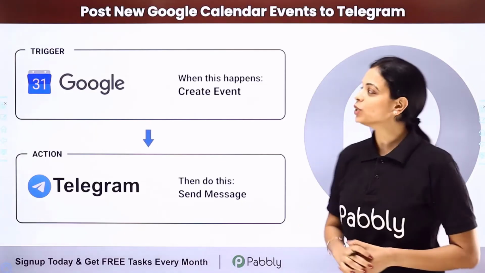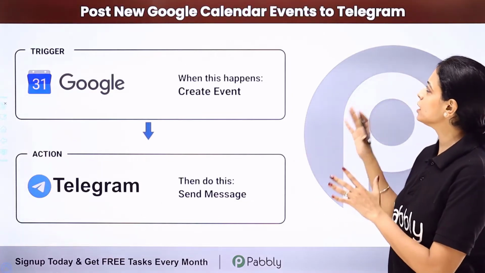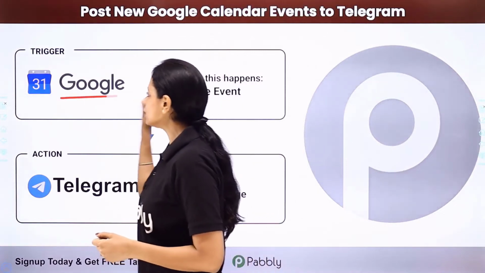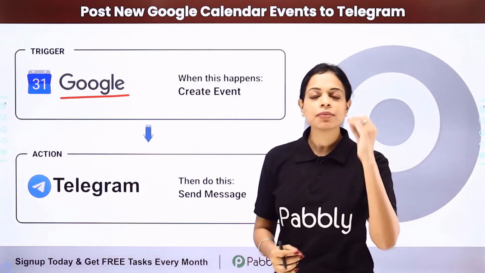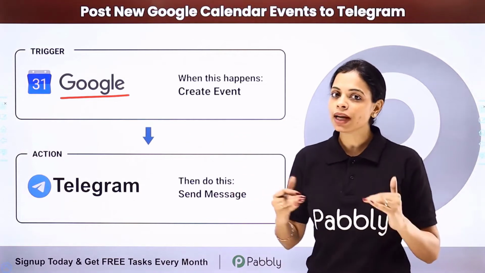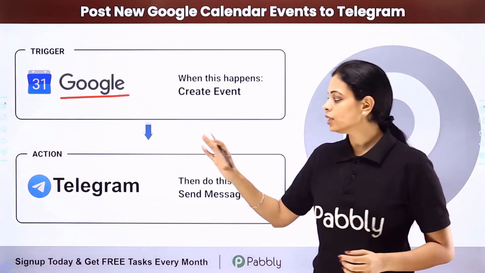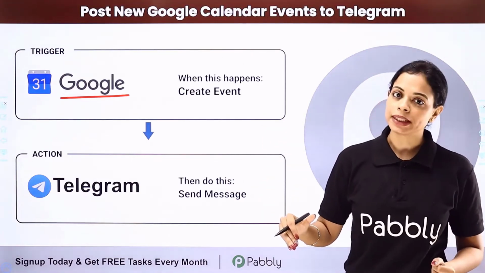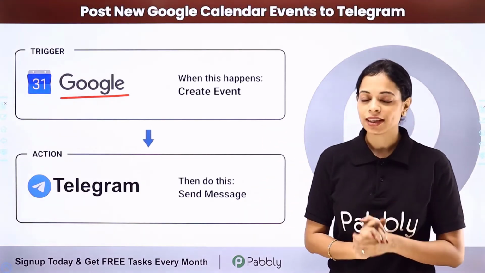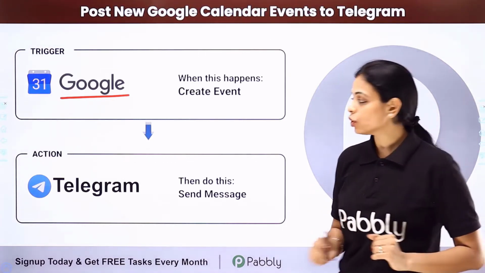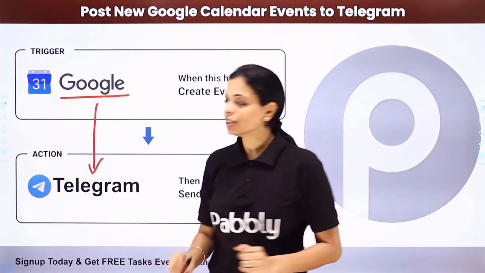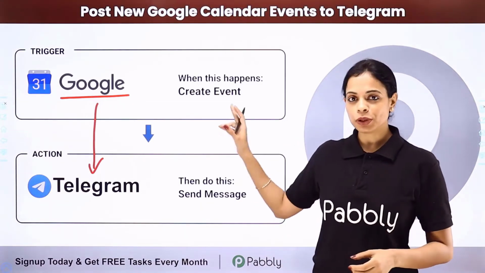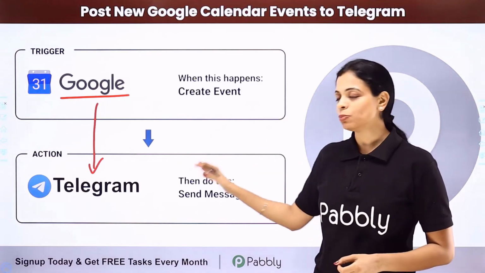In this video, we are going to see how to post new Google Calendar events to Telegram. So let's say that you're using Google Calendar to organize your events, and every time a new event is created here, automatically your team that is sitting on Telegram, which is a social messaging app, would be updated that this particular event has been created. Now this is wonderful, but how can you do this? For this, you will have to integrate the two applications, and the same thing can be done using Pabbly Connect software. Here your trigger application would be Google Calendar and your action application would be Telegram.